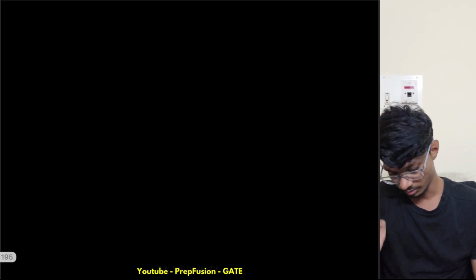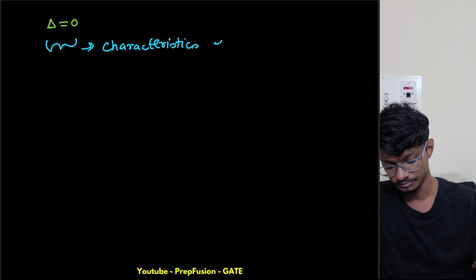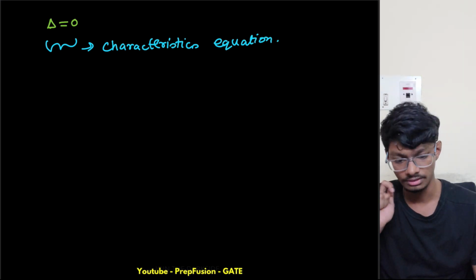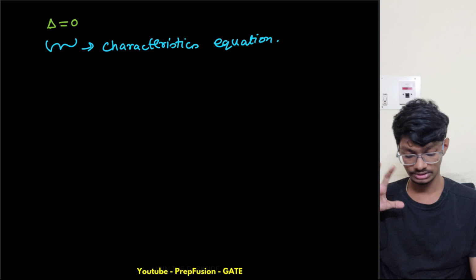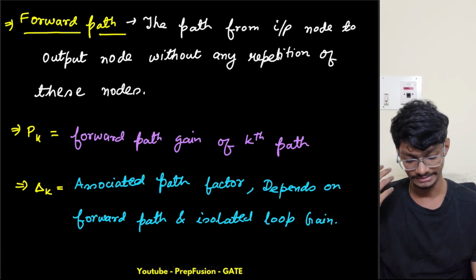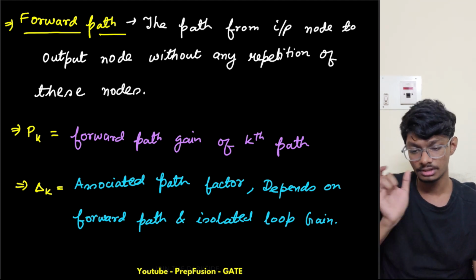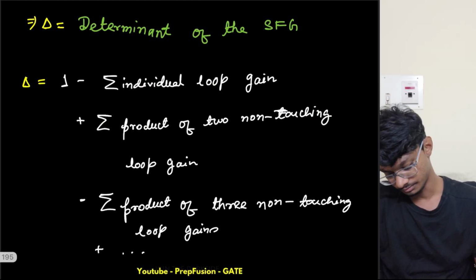Another important point to note is that if we equate this determinant delta equal to 0, then this equation is known as the characteristic equation of the whole system. So this is basically what delta is. Now delta k, the associated path factor that I explained earlier, is also similar to this. The difference is that it will be isolated. So let me just copy this one.